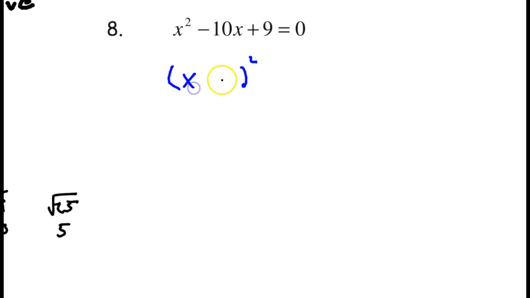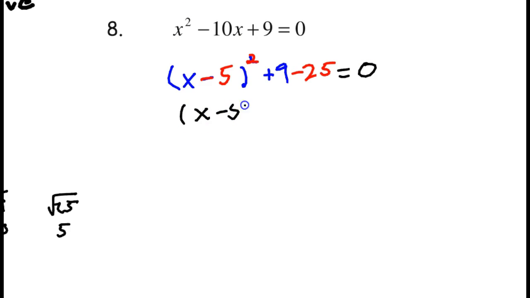So we got here, and I got this plus 9. Okay, so just bringing that down, leaving this a little empty here. So half of negative 10 is negative 5. Now I just added negative 5 times negative 5, right? That's 25, so I need to subtract 25 as well. Right, so I have x minus 5 squared, and 9 minus 25 is negative 16? Yeah, equals 0.